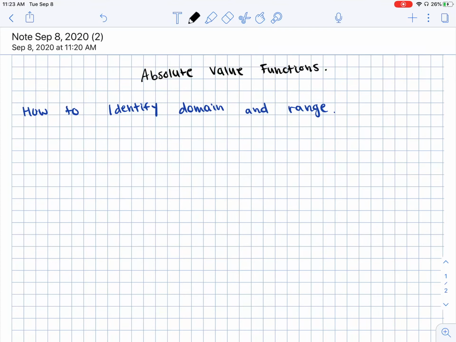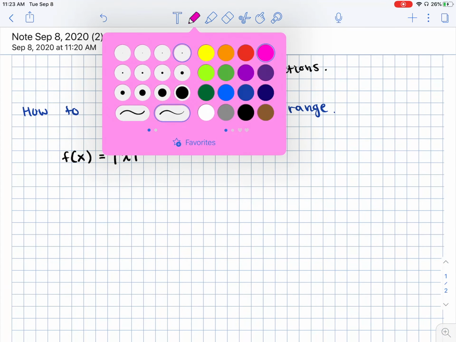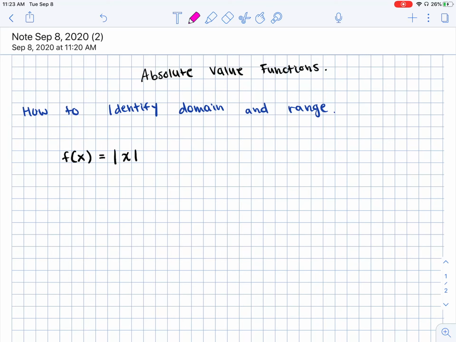So here's a video on absolute value functions. The goal of this video is to show you how to identify domain and range of an absolute value function. So if we go from the top, the absolute value function looks like this. f of x is equal to the absolute value of x. For those who don't recall, f of x is basically a fancy way of saying y. So these two equations are essentially the same thing.